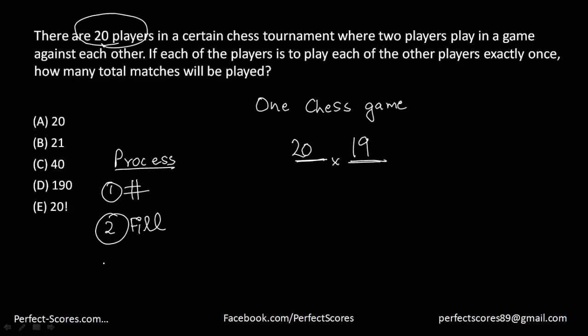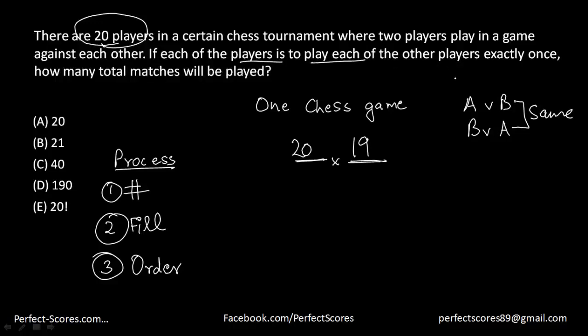Once I have filled the slots, I'm going to ask myself, does the order matter or not? Over here, if player A plays versus player B and player B plays versus player A, this is one and the same thing. It's the same game because each player plays exactly once. That means the order does not matter. If the order does not matter, I'm going to divide by the number of slots. That means my answer is going to be equal to 190, right?